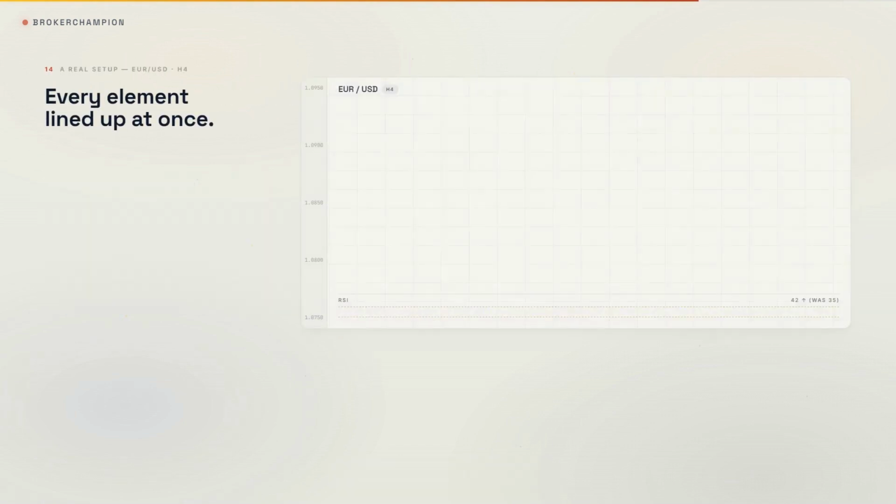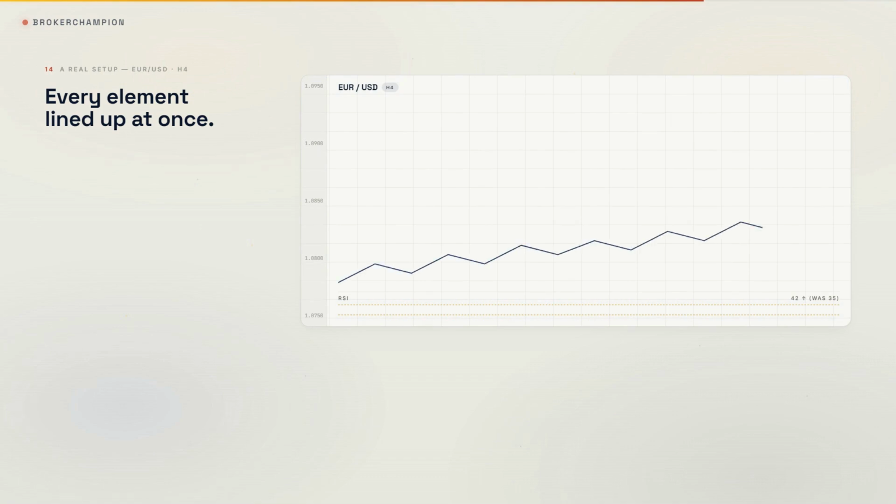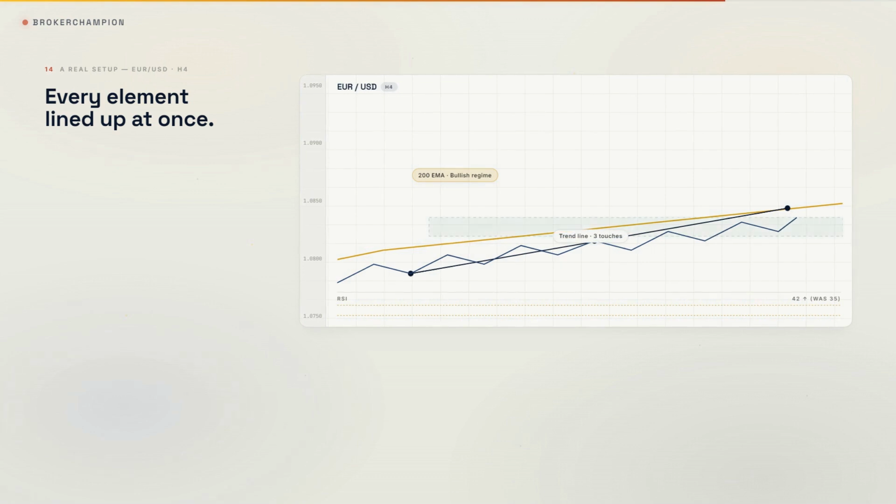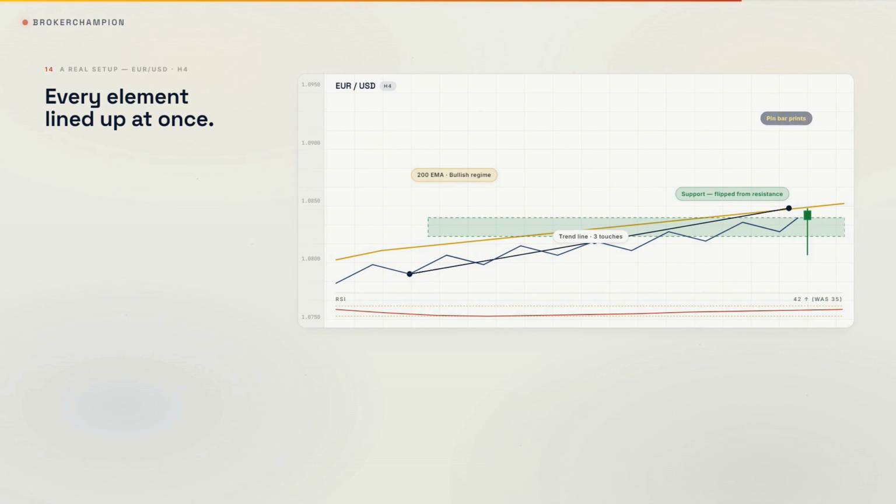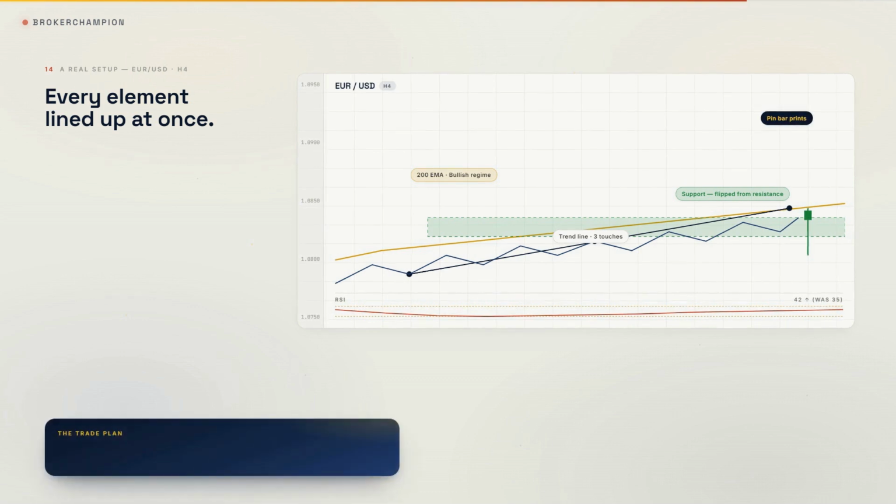Here's what reading a chart actually looks like in practice. Euro-US dollar on the 4-hour. Price is trading above the 200 EMA. Bullish regime confirmed. You spot a rising trend line with 3 clean touches, and just above it, a prior resistance zone that's already flipped to support. Price pulls back into that zone. RSI is at 42, climbing out of 35. Exhaustion is clearing. Then a bullish pin bar prints right on the level.